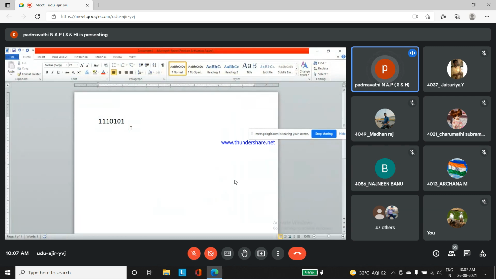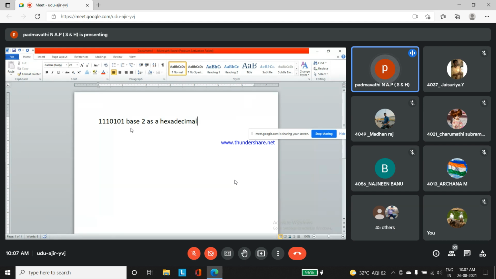Okay, now express 1110101 base 2 as a hexadecimal. Hexadecimal. Do it now. Tell me the answer. Express 1110101 base 2 as a hexadecimal.